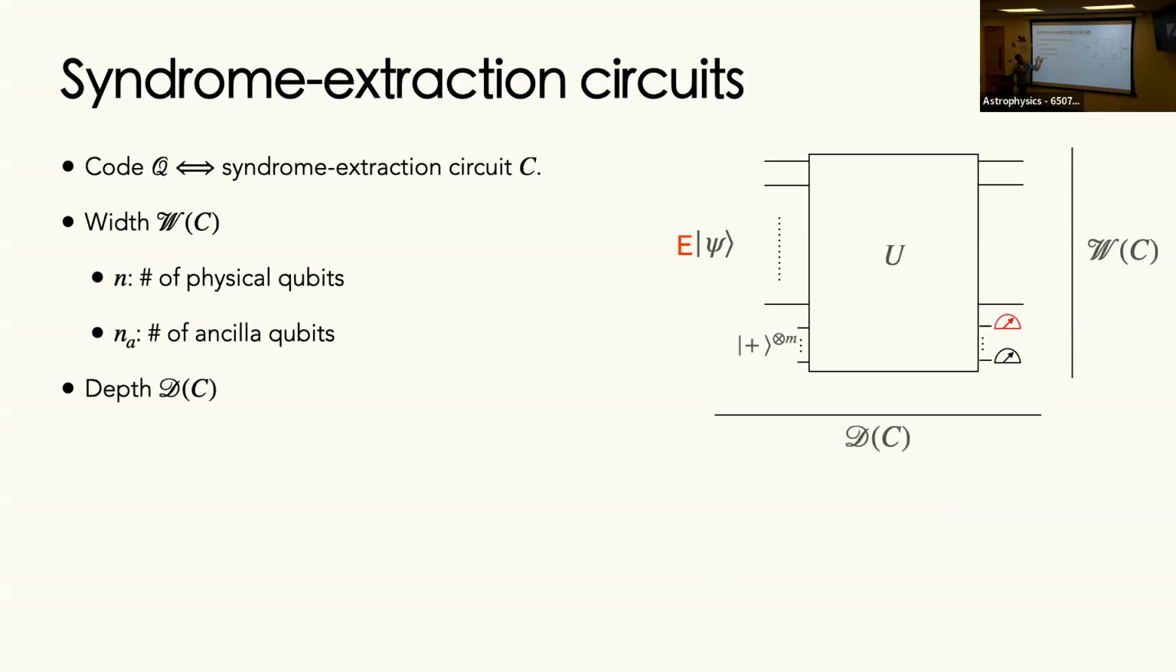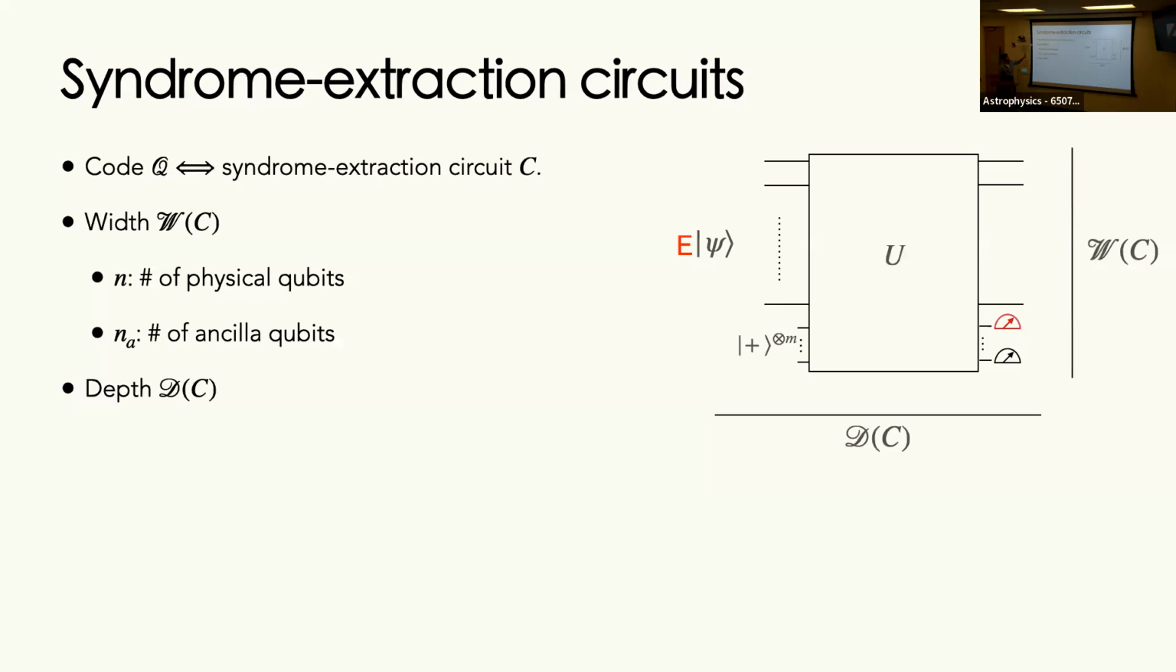The depth of the circuit is the number of time steps that you're running this little syndrome extraction circuit. This thing, as I said, is the workhorse of any quantum computation. And how it's going to work is if you want to perform gates in your circuit, you're going to have to interleave this error correction protocol between the actual gates that you're performing.